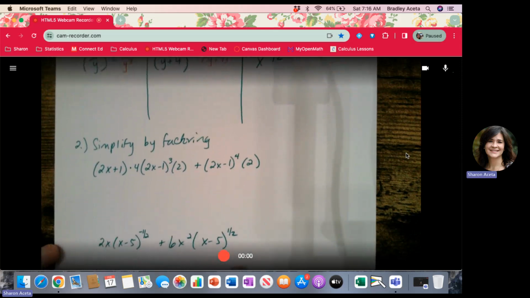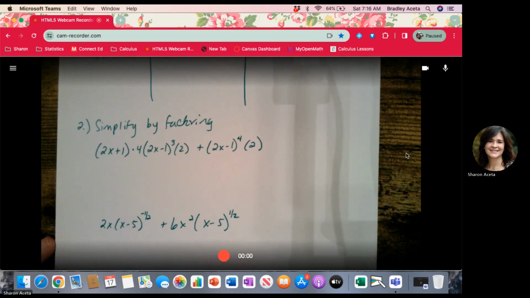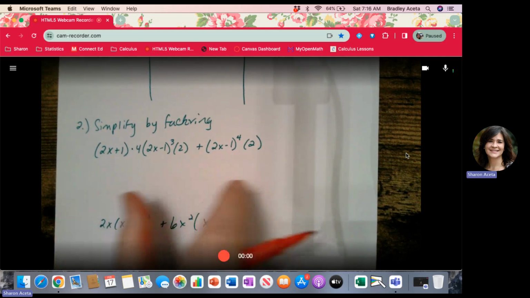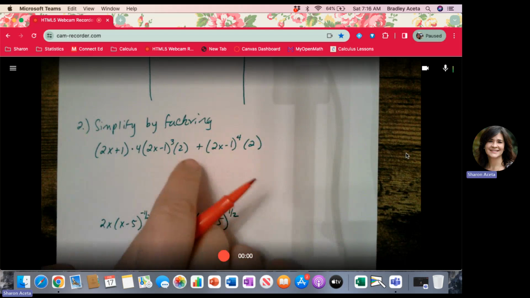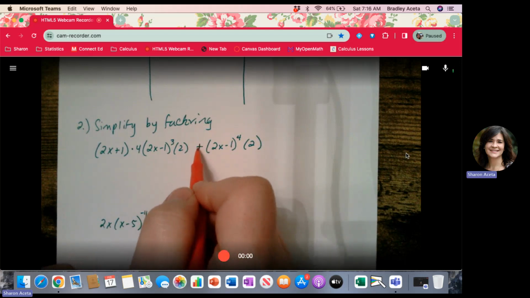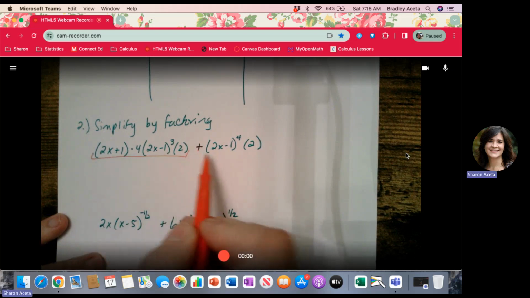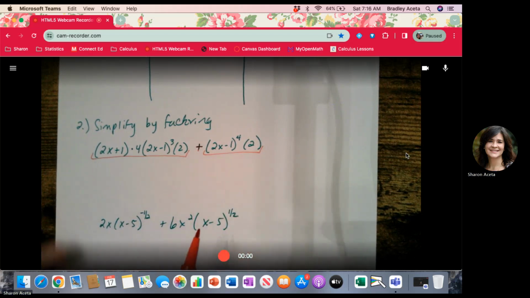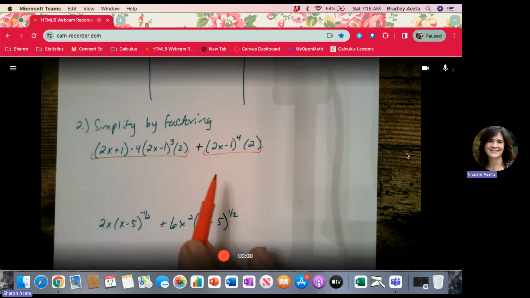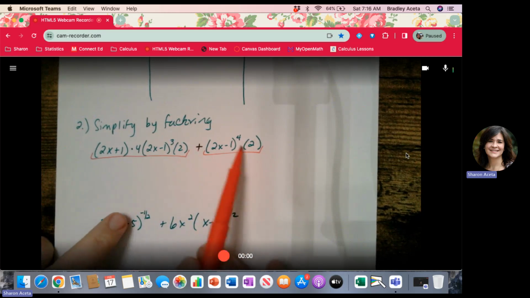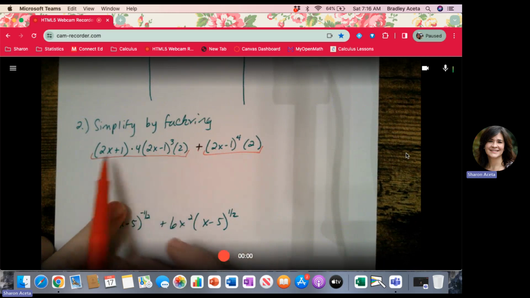Let's try some simplifying by factoring. As you can see here, there are two groups going on. How do I know there are two groups? Anything with a plus sign separates the groups. So I have this group and I have this group, and I'm going to factor by grouping. Before I factor by grouping, I'm going to try to clean this up. You see there's a number here, a number here, and a number here, and this is all multiplication.